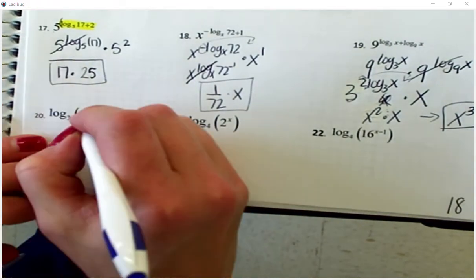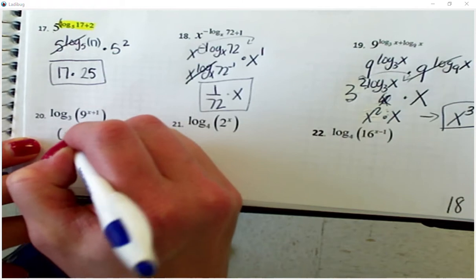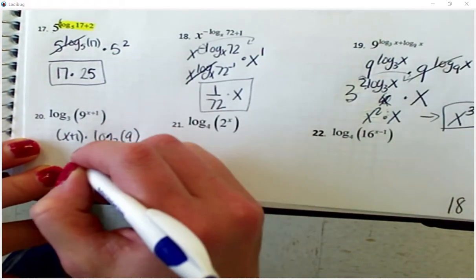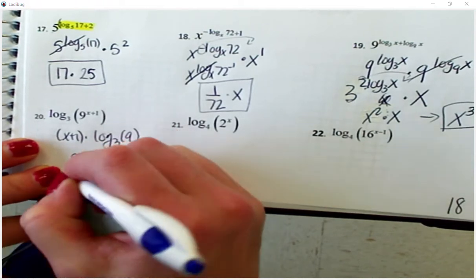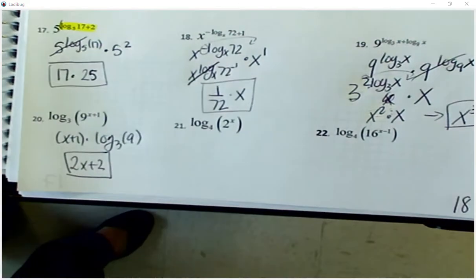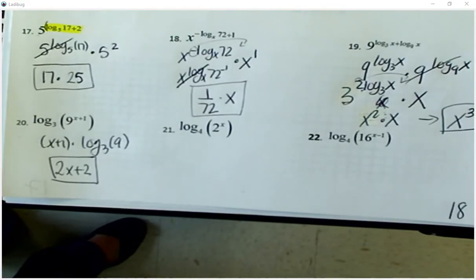All right, let's do the last row. Okay, so 9. This is a little bit easier. My exponent comes in front. Log base 3 of 9 is 2. 2x plus 2. You can do it the inverse property way. You can also just do the move the exponent to the front way.